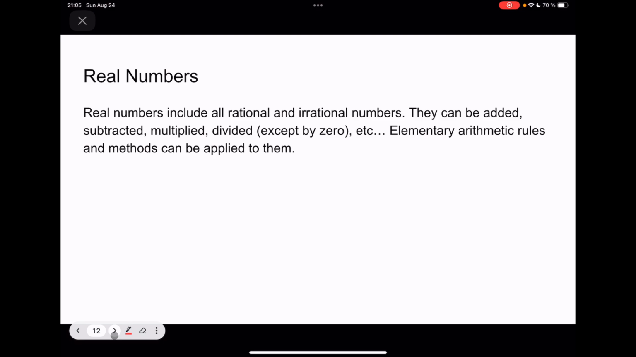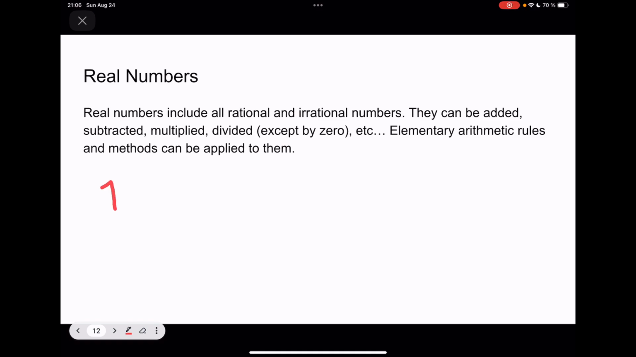Now we're going to be talking about all this number stuff. You will have learned of this in elementary school. You might have forgotten the actual names, but it's all really straightforward. So, real numbers. Real numbers include all rational and irrational numbers. They can be added, subtracted, multiplied, divided, except by 0. You can't divide by 0. So elementary arithmetic rules and methods can be applied to them.